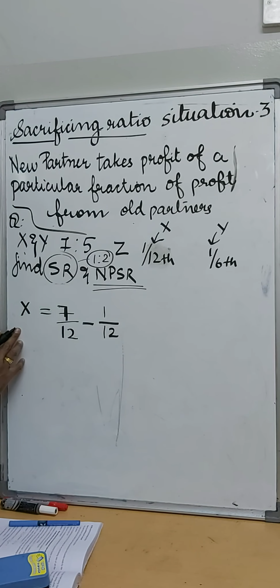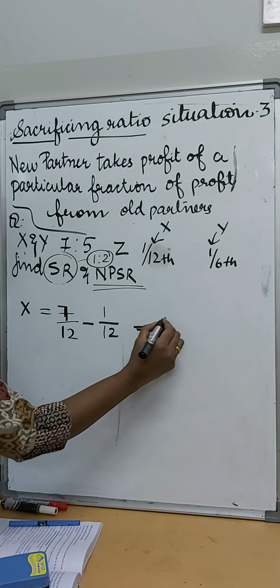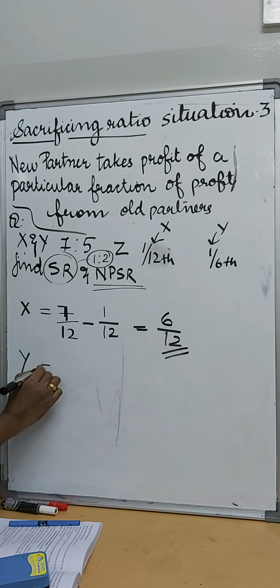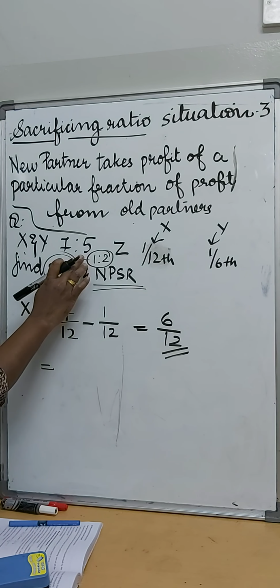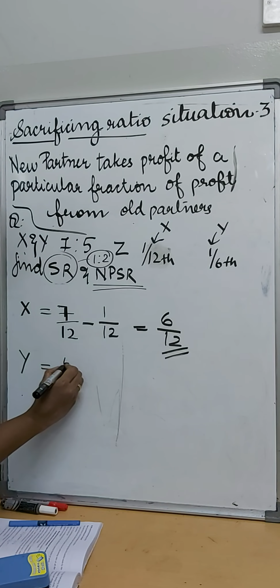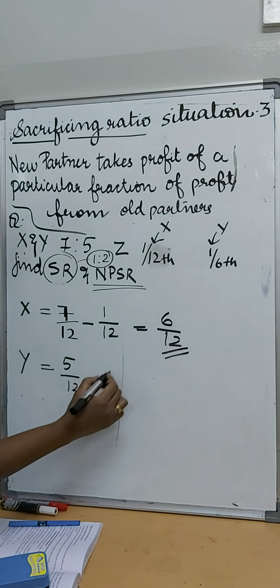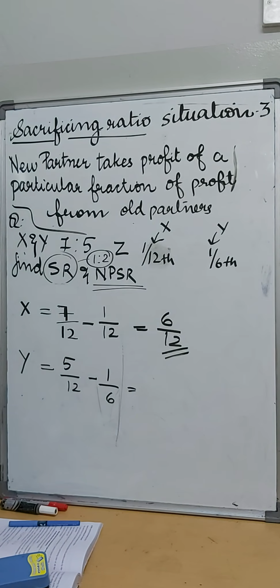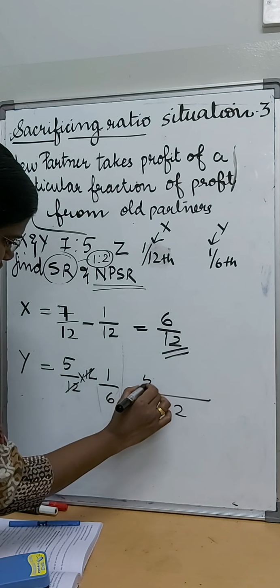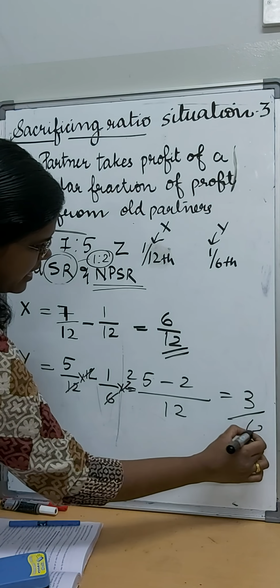So X's new profit will be old ratio minus the share sacrificed towards Z, so that is 6/12. And what about Y? Y's old ratio is 5/12. Out of 7:5, total 12, the 5th portion is for Y. So 5/12 minus 1/6 given by Y. Here we should take the LCM as the denominators are different. 5 minus 2 is equal to 3/12.